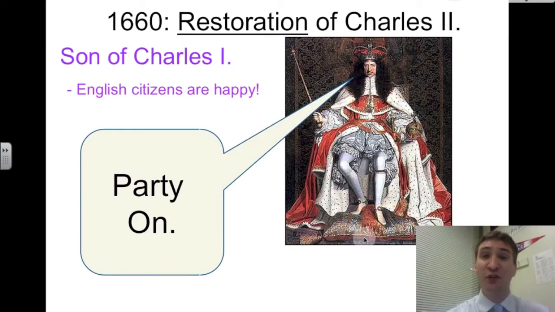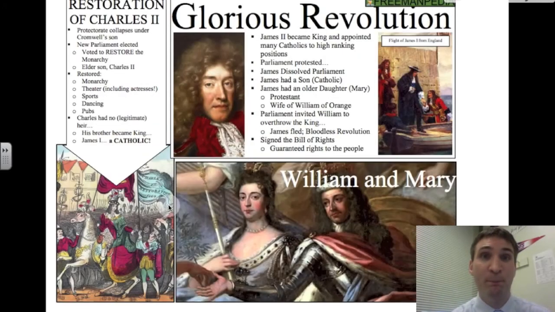Well, after Cromwell, we have a restoration of the monarchy. In 1660, there is the restoration or the bringing back of Charles II, who is the son of Charles I. And English citizens are very happy at this change because he brings back all of the arts and entertainment that Oliver Cromwell had taken out of English society. And we have, after Charles II, the Glorious Revolution.